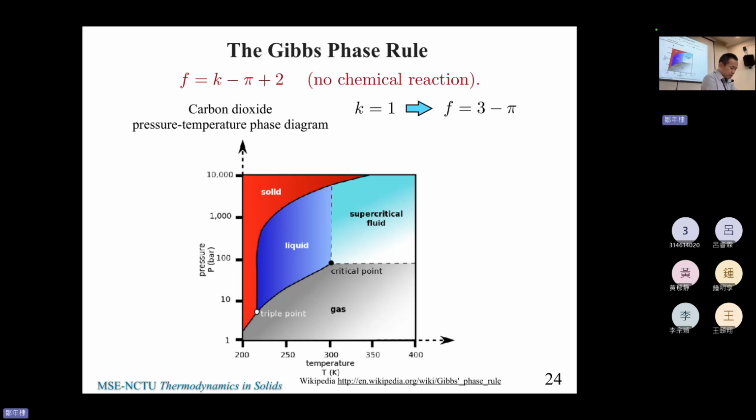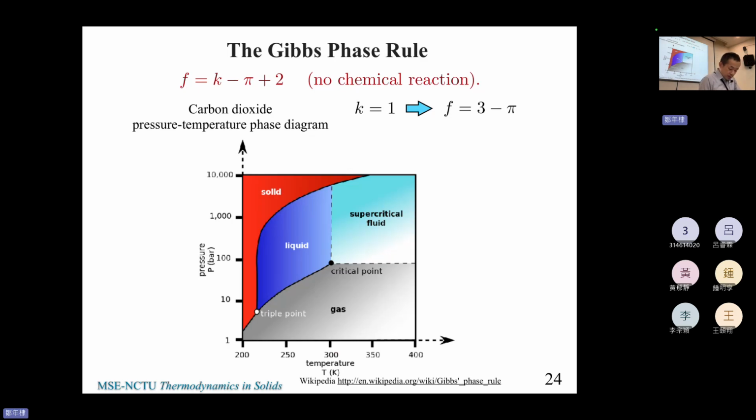F equals K minus pi plus 2. Okay, so take carbon dioxide as an example. The phase diagram looks like this. Carbon dioxide is only one material, so K equals 1. So F equals 3 minus pi. All right, so let's take a look.